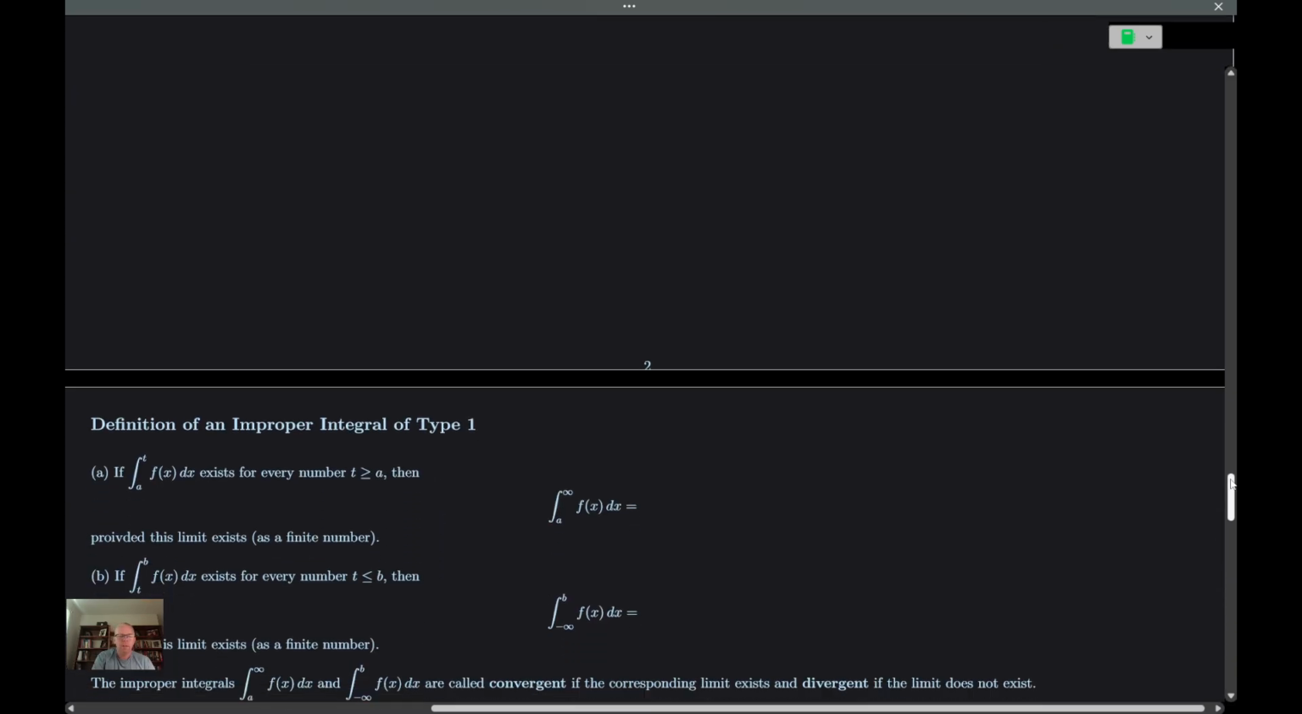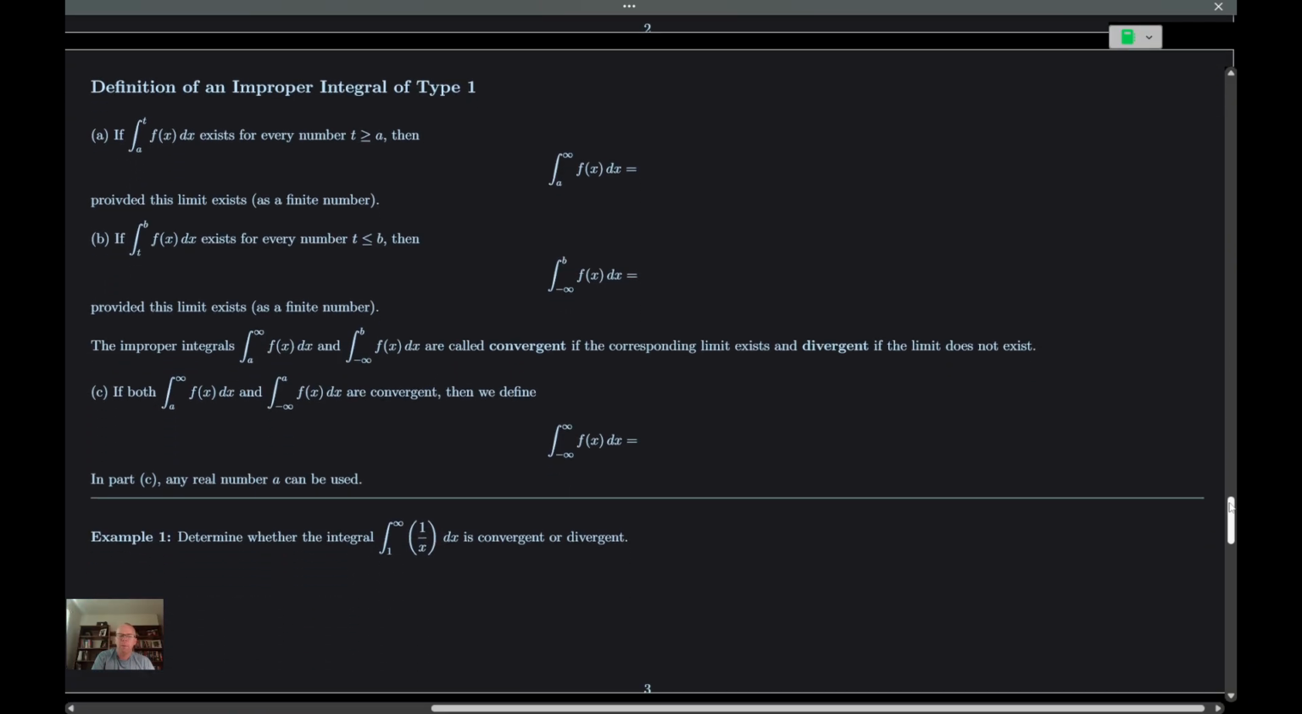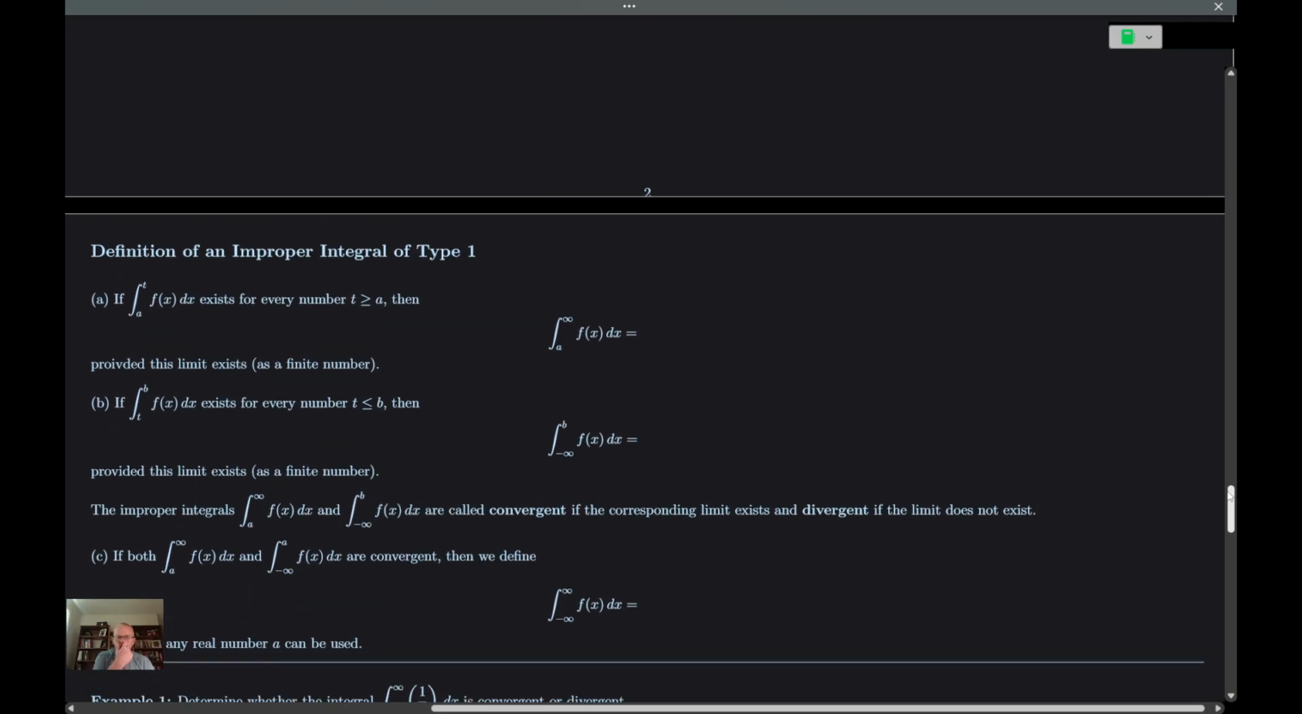Okay, so this is the first type of improper integral. And there are a couple of ways to do these. The first way is the way that we saw, where we're evaluating x from some number out to infinity. Because you can't really plug infinity into a function, you can't find f of infinity, the only way to do this is to take the limit as we go out to infinity. So we're going to set this up as the limit as t goes to infinity of the integral from a to t of f of x dx.